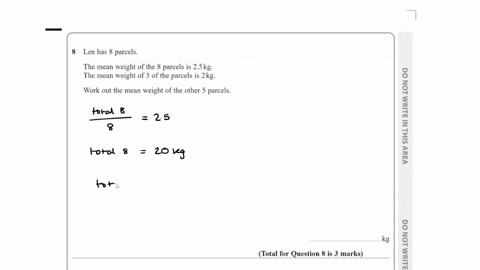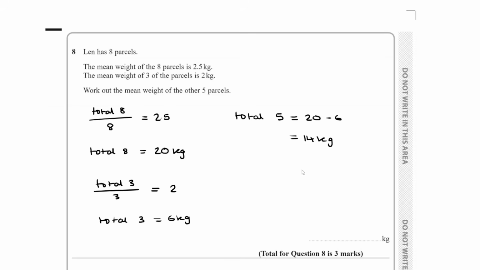So the total for 3, you would have then divided by 3, is equal to 2. Reverse that. So the total weight for 3 parcels is 6 kilos. Do you see how now I could work out the total weight for the other 5 is just the difference between 20 and 6, isn't it? 20 minus 6 gives me 14 kilos.